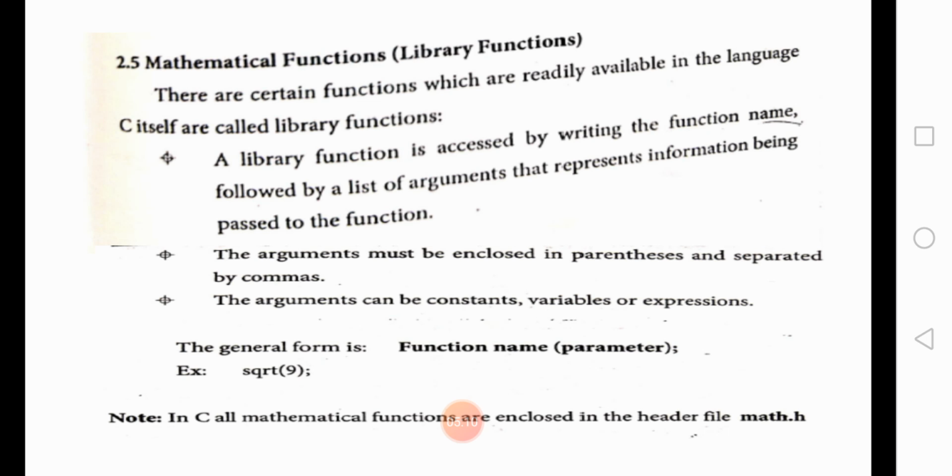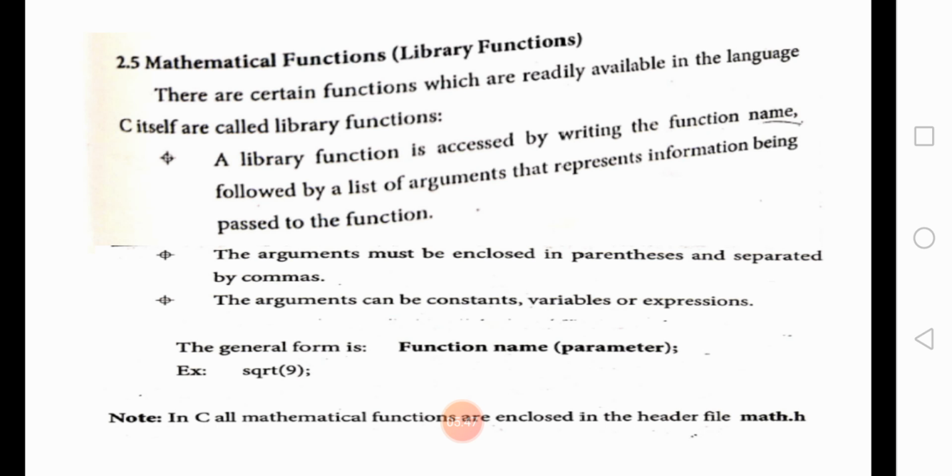There are certain functions which are readily available in the language C itself, called library functions. As I told, for example, standard io.h, conio.h, and then math.h. Standard io is standard input output.h, conio is console input output.h. Those are header files, preprocessor directives, library things. Like that, math.h is one kind of header file, one kind of library. That particular file contains predefined information about mathematical things.